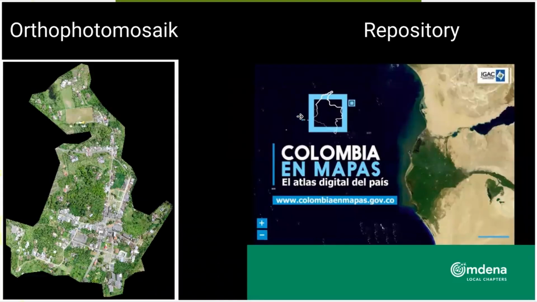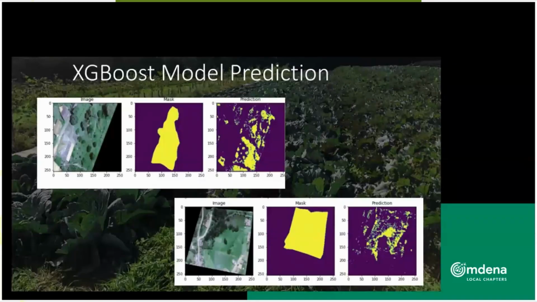We used several orthophoto mosaics like the one shown in the image. All of them were extracted from the EAC repository called Colombia and Maps, which was the primary database for this project. After obtaining the images and polygons, we created a dataset containing both the image and the mask polygon. We tried to predict the mask using TensorFlow models and implemented several models like XGBoost.